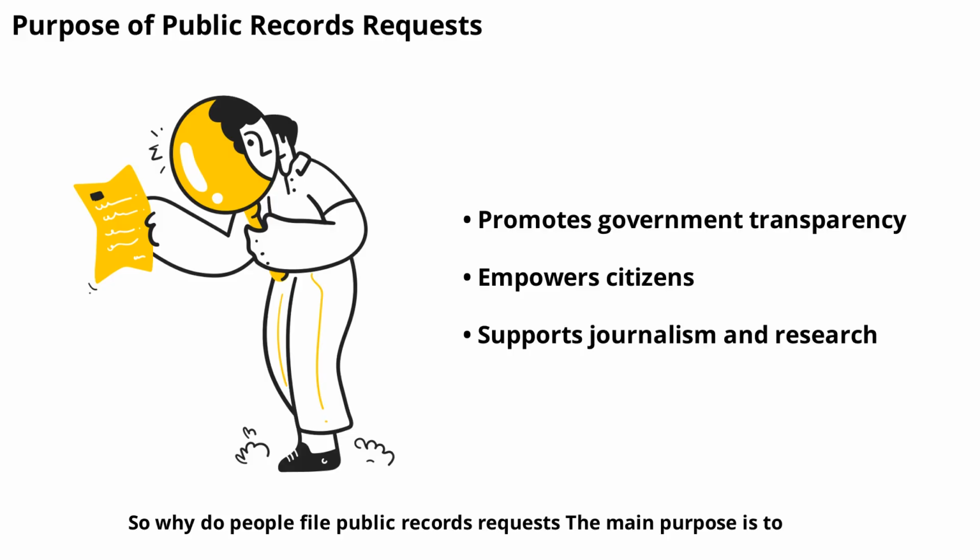So, why do people file public records requests? The main purpose is to promote transparency and accountability in government. By allowing citizens to access records, governments empower the public to stay informed, participate in civic life, and hold officials accountable. Journalists often use these requests to investigate stories, while businesses and individuals might seek information for research or legal reasons. Ultimately, public records requests are a tool for anyone who wants to better understand how their government operates.